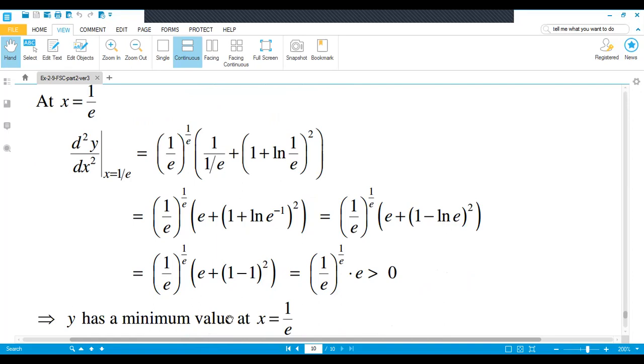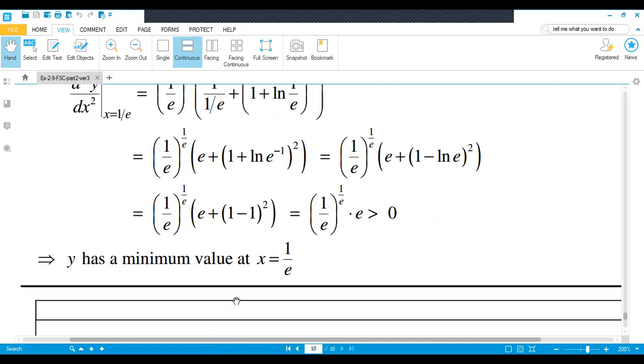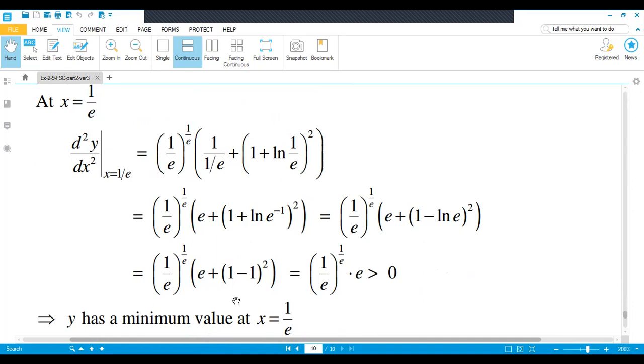So it shows that y has a maximum value at x is equal to 1 over e.